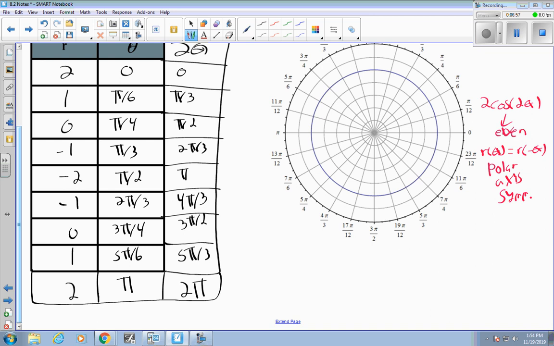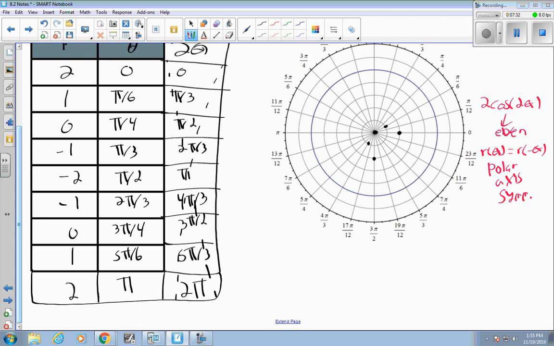So let's plot what we know here. At this point, this column means nothing because the column is used to evaluate r, but it's not used to graph r, because you're graphing r, theta. So at 0, I have 2. Pi over 6, I have 1. Pi over 4, I'm at the pole. Pi over 3, I'm at -1. I go against the angle. Pi over 2 is -2, so it goes down to 3 pi over 2.